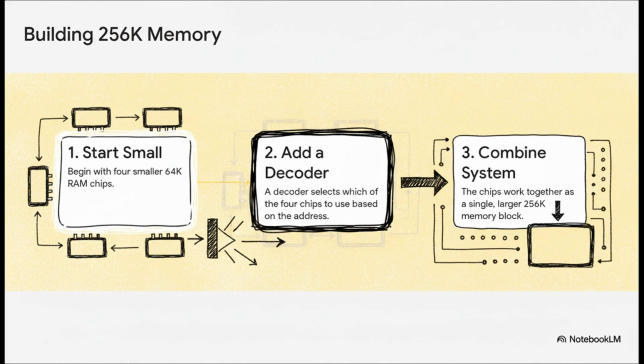Here's a perfect example. Say you want to build a 256 kilobyte memory system. You could start with 4 smaller 64 kilobyte chips. Then you add a special circuit called a decoder, which acts like a traffic cop. When the computer asks for a memory address, the decoder instantly knows which of the 4 chips has that address and activates just that one. As far as the computer is concerned, it just sees one big, seamless 256K block of memory. It's a really smart way to scale things up.